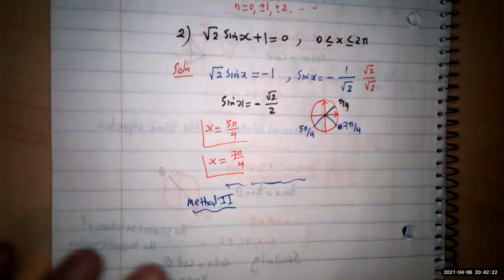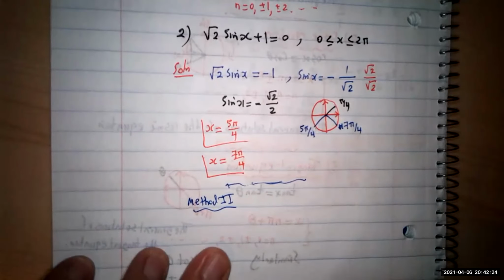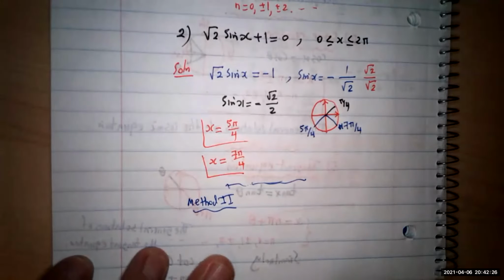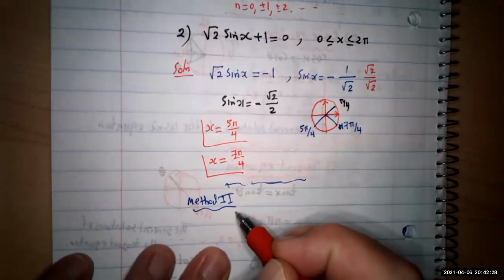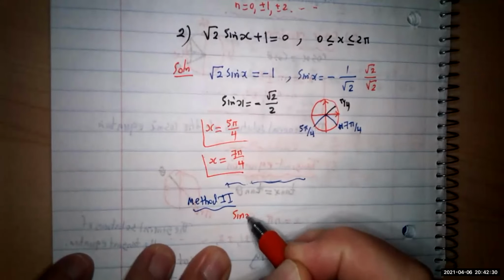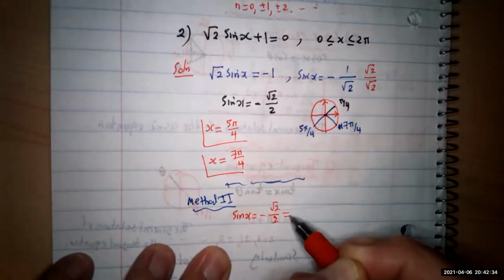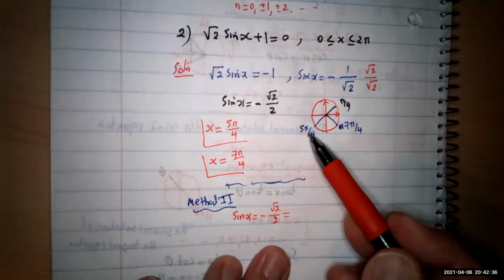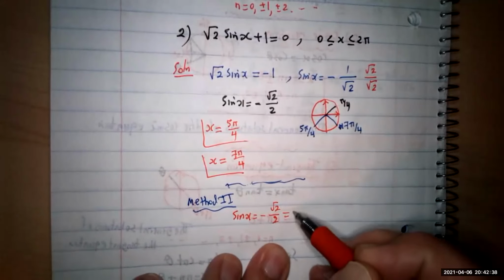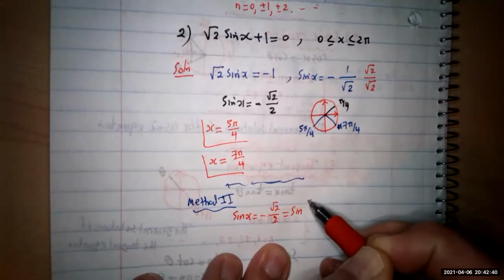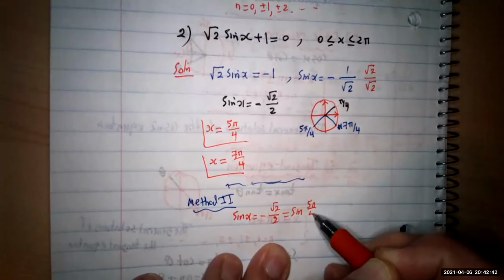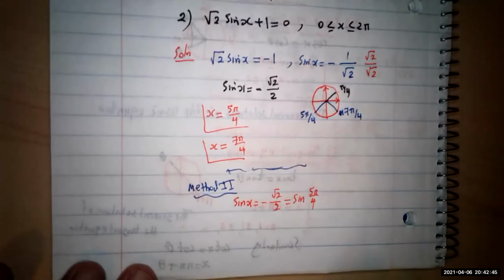Method 2 is, you may say, oh, I don't like this method, I like to get my general solution. Okay, if they ask for the general solution, you see this is sine x equal to negative radical 2 over 2. And from the table, you find out that this is the sine of 5 pi over 4. So this is going to be equal to the sine of 5 pi over 4. Okay, now you write the general solution.